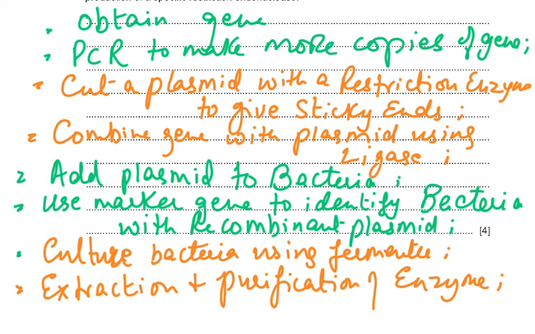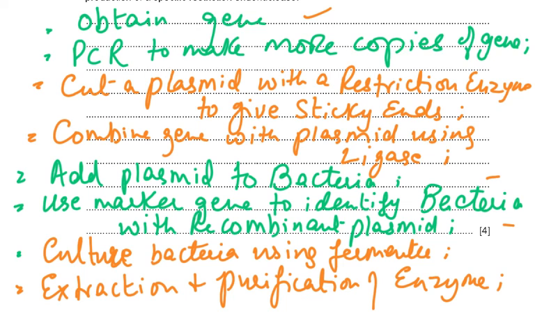Obtain the gene, or you can give me an explanation of how to obtain the gene: extracted from, or synthesized from the mRNA of the bacteria, or extracted from the DNA of the bacteria, or synthesized from nucleotides. So this will be an explanation of the gene. Then PCR to make more copies of the gene. Then cut a plasmid with the restriction enzyme to give sticky ends and combine the gene with the plasmid using the enzyme ligase. Then add the plasmid to bacteria, then use marker genes to identify the bacteria with the recombinant plasmid.